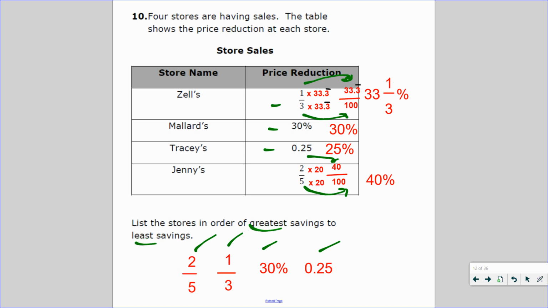Just a quick question. What if you see a decimal 0.7, 7/10? What percent would that be? Remember, you annex a 0, so that's really 70%.